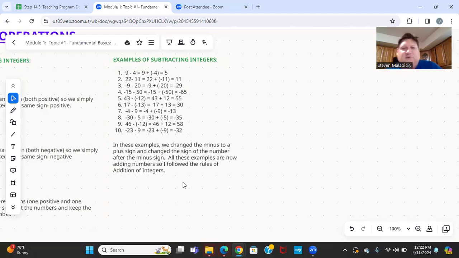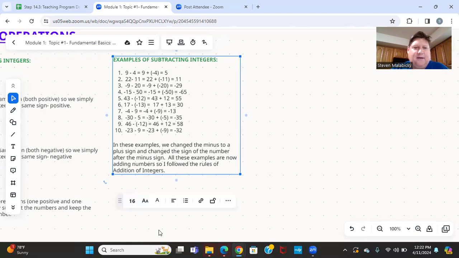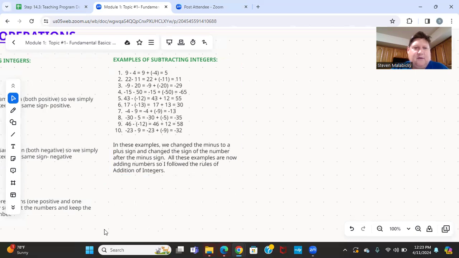So in these examples, we change the minus sign to a plus sign, change the sign of the following number, and then we just follow our addition rules of integers. Adding and subtracting integers is hard for some students, but it just takes practice. And once you get that, then it should be okay.